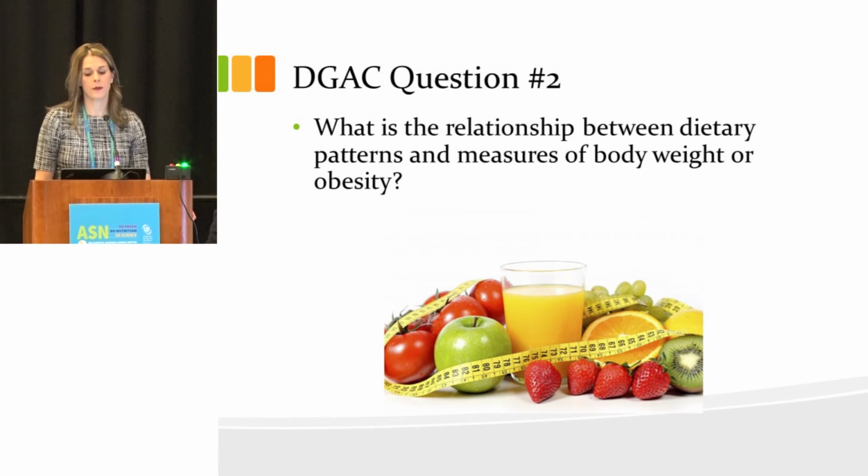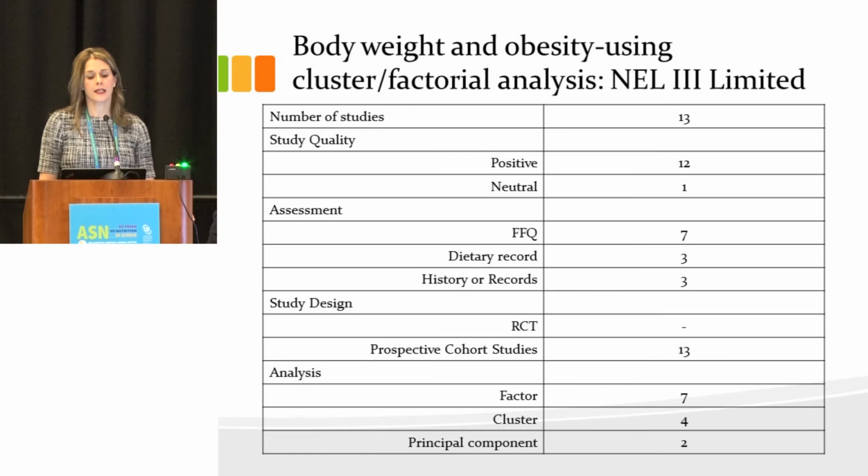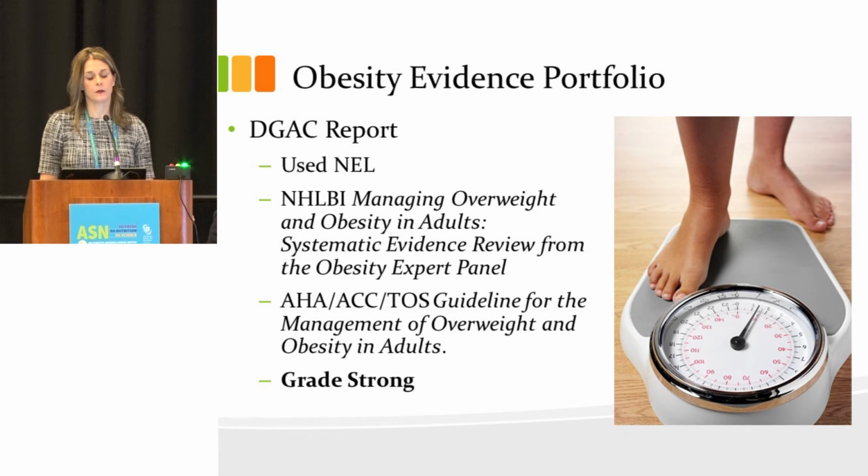The second question was about body weight and obesity. There was an NEL 2 moderate level of evidence here, and that came from 14 studies. Again, similar issues with factor and cluster analysis, so limited evidence was able to be distilled from this body of literature, and again, only 6 studies with reduced rank regression, so not assignable. So the Dietary Guidelines Committee relied on this data as well as the other 2 references listed here and had a strong evidence for the role of dietary patterns in obesity and weight status.